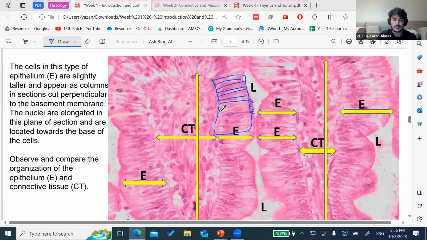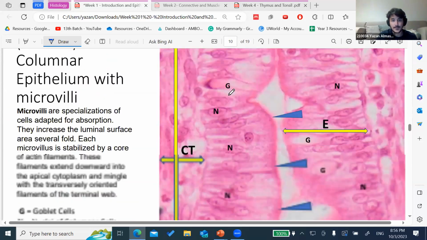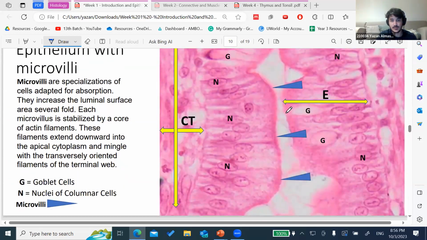Hello? And these are the microvilli they're pointed at. Can you hear me? Am I lagging? Okay. So, simple columnar epithelium with microvilli.